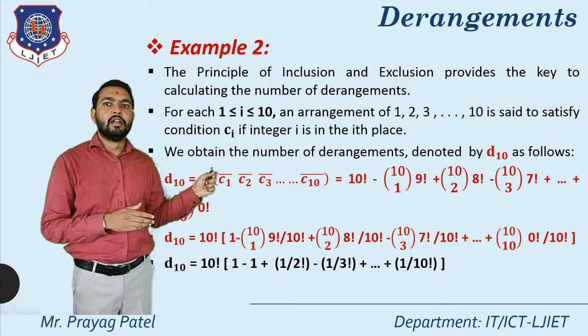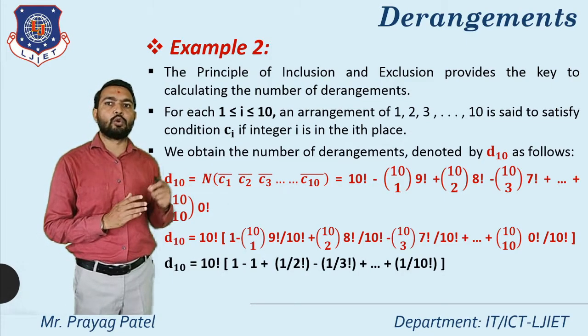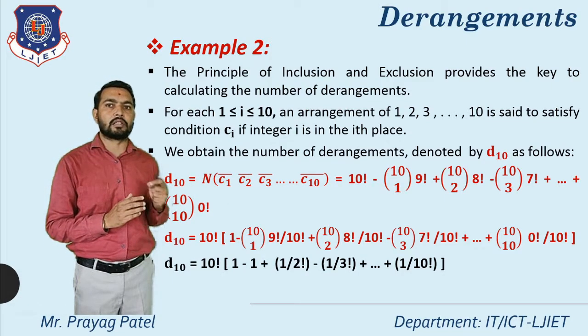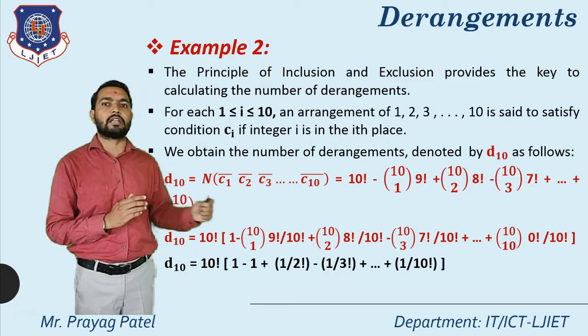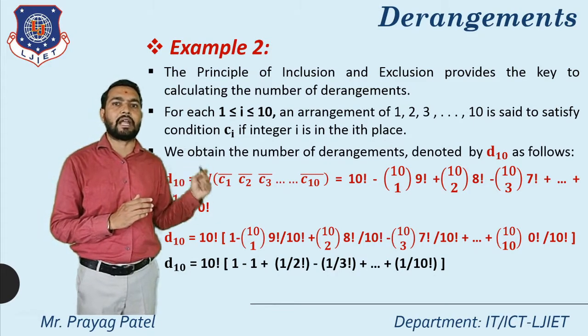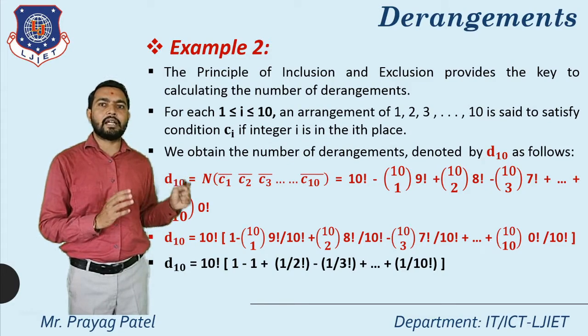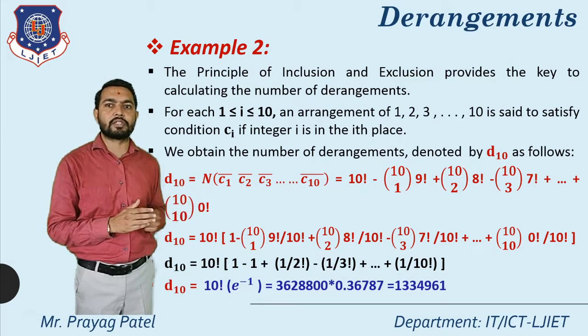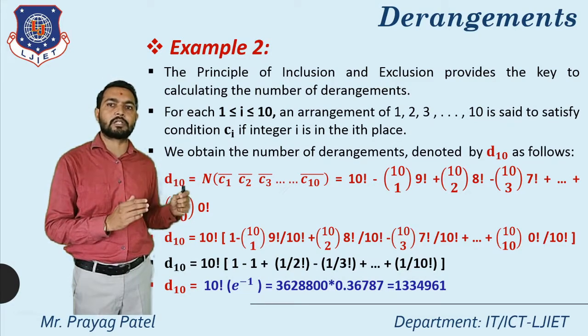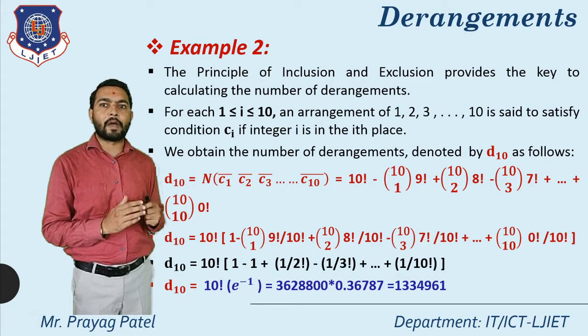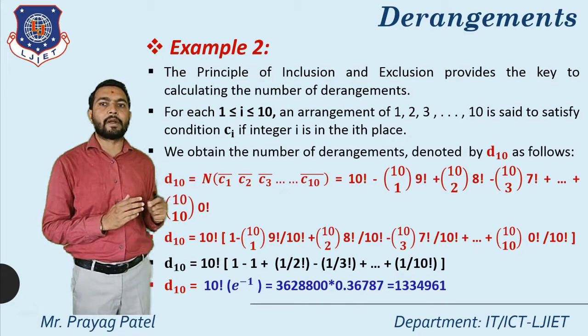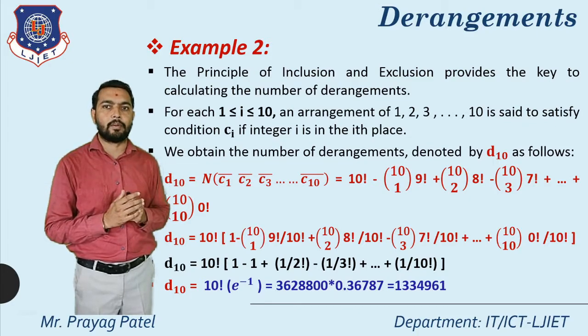Now see here, D10 equals 10 factorial into 1 minus 1 plus 1 by 2 factorial minus 1 by 3 factorial, up to 1 by 10 factorial. So we can say that the second part of this equation is e raised to minus 1 and the first part is 10 factorial. So the final value is D10 equals 10 factorial into e raised to minus 1.